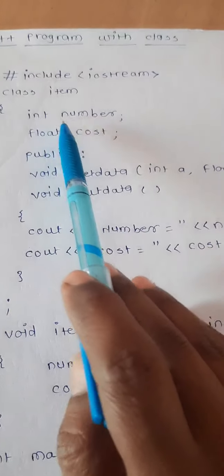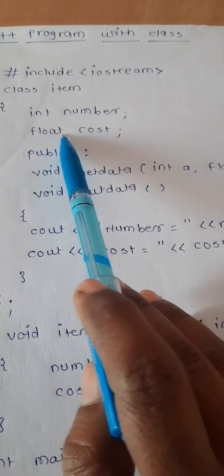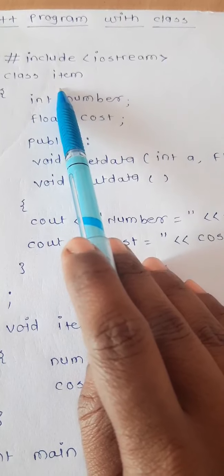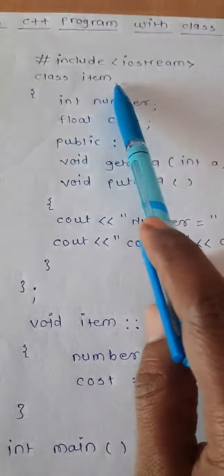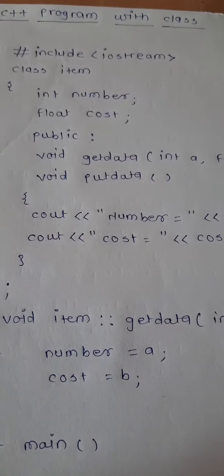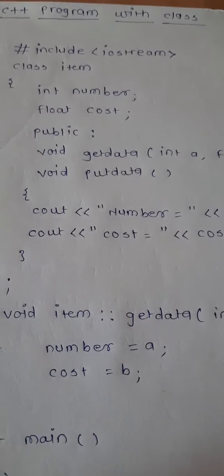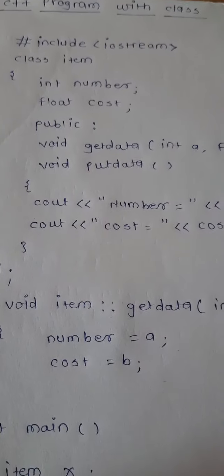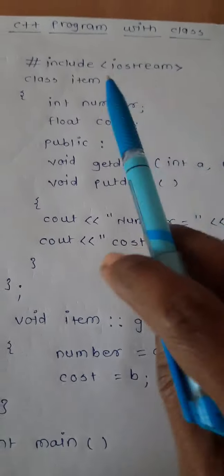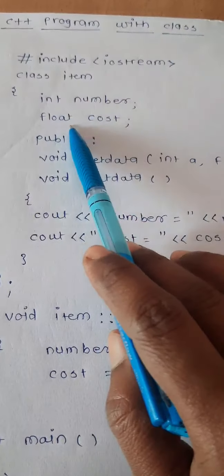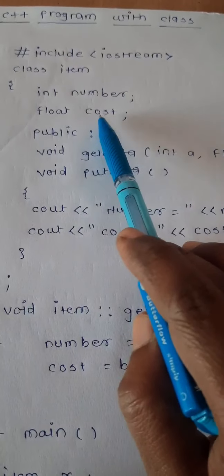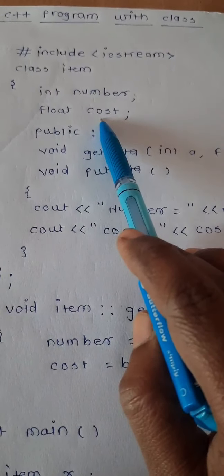Here we do not specify any visibility mode, that is, we do not specify here private or public. It means that, as I already know, when we do not specify anything above the declaration of a data member or member function, then they are by default considered as private. So here we do not specify anything. It means that this number and the cost, these two members, are private.